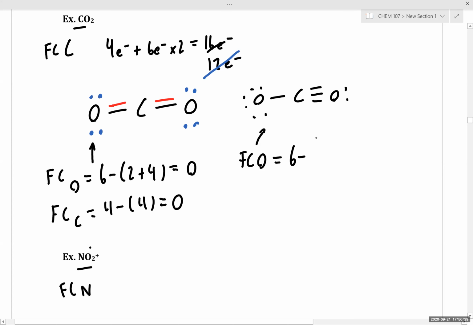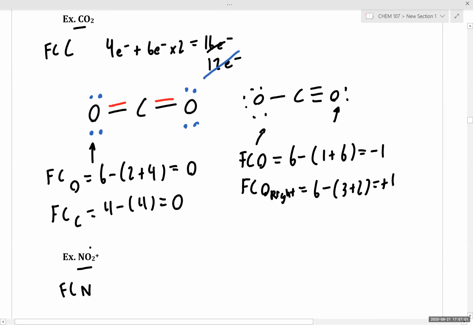Okay. Let's look at the structure on the right and the formal charge of this oxygen. So we have a group number of 6. We have 1 bond and 6 lone pair electrons. That gives us a formal charge of -1. Looking at the formal charge of the oxygen on the right-hand side, this one right here, we have a group number of 6. We have 3 bonds and 2 lone pair electrons. And that gives us a formal charge of +1. The structure on the left then is preferred because it has smaller formal charges.